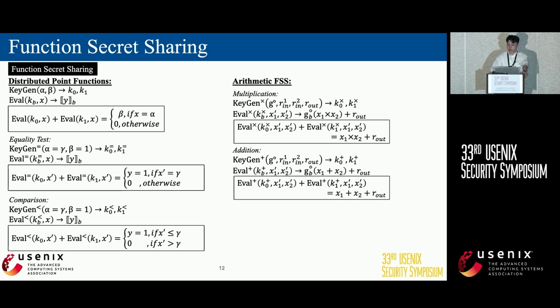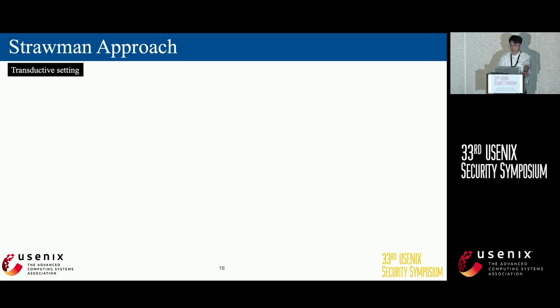To build a secure GNN that runs on both transductive and inductive settings, there are many building blocks. Due to the time limitation, I'll be talking about the two main building blocks here. The first is the distributed point function.